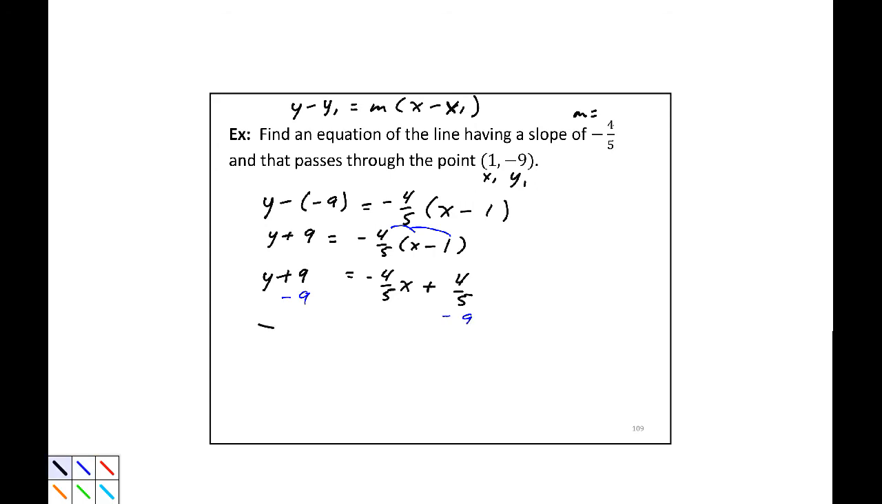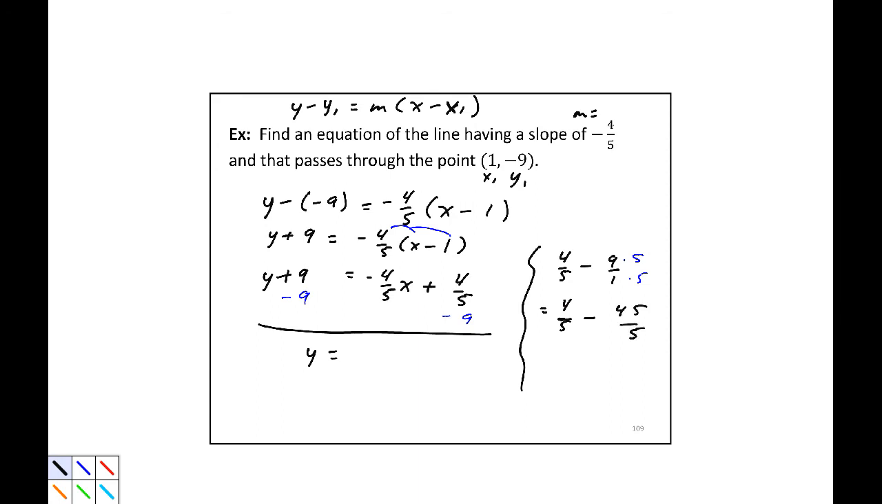Now because we're dealing with a fraction here, we need to make sure we have a common denominator. It's 9 over 1. That would be 45. I'm going to multiply these by 5. Just some arithmetic over here. 4/5 minus 45/5, which would be -41/5. So this equation is y equals -4/5 x minus 41/5.